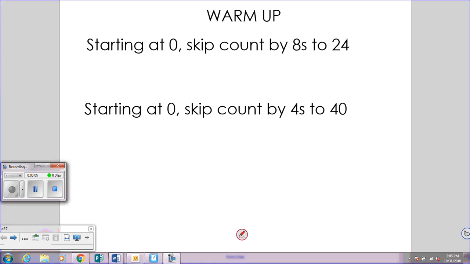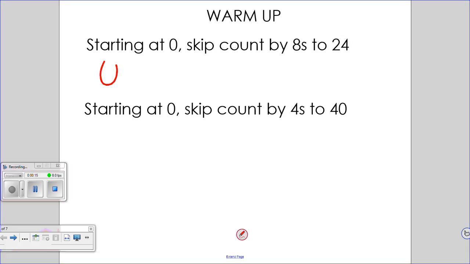We've gotten pretty far along. Remember, when we skip count, we're always going to start at 0. Help me do this first one. So my first number is 0. I'm adding 8. Means my second number is going to be what? 8.